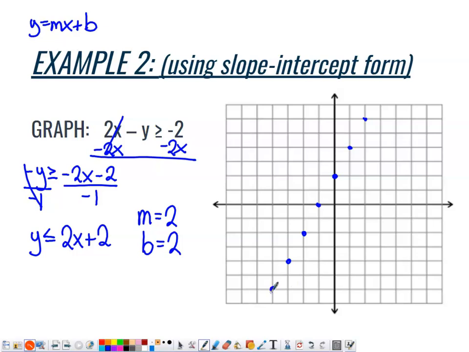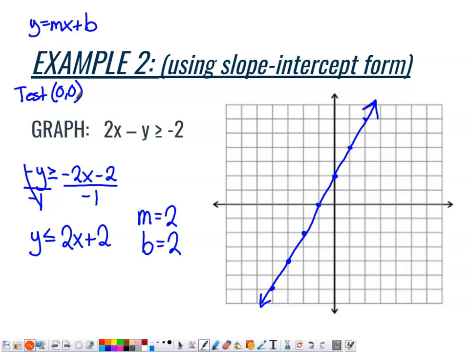Okay, so now let's check out the inequality. I see greater than or equal to. That means that we're going to use a solid line. So we're going to use a solid line. Just like that. And then same thing, let's test that ordered pair (0, 0). And to make sure that I didn't make any mistakes, I like to plug it back into the original equation. So we're going to test (0, 0) and see what happens.